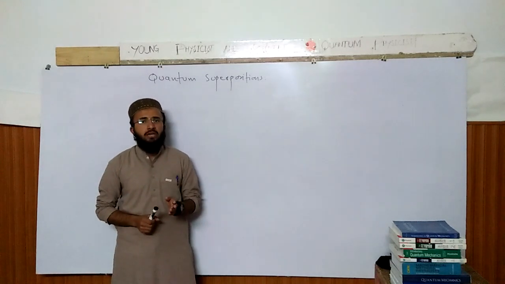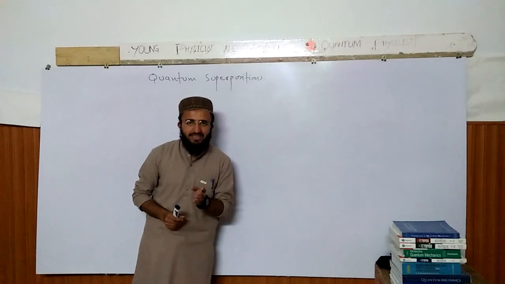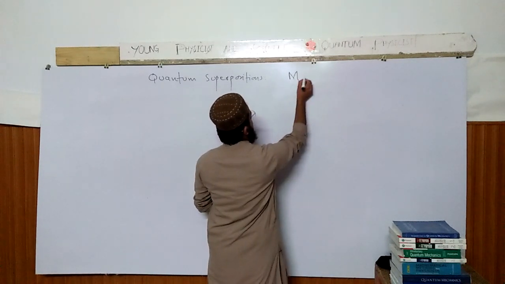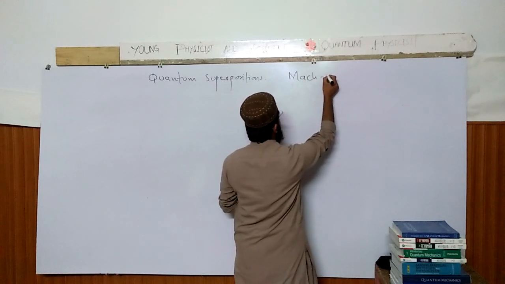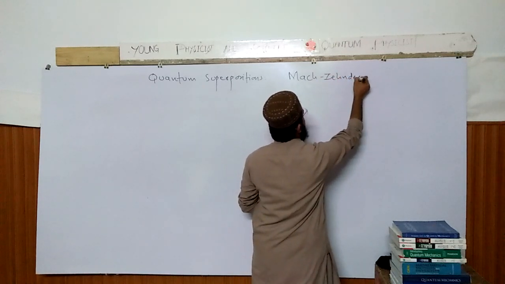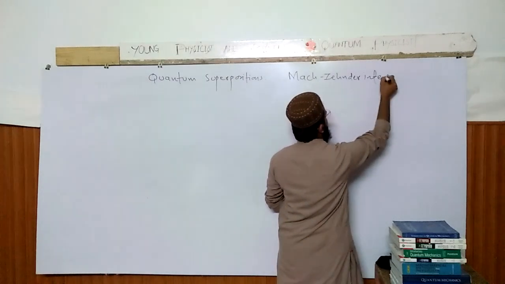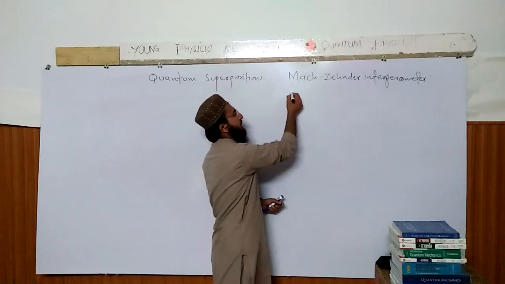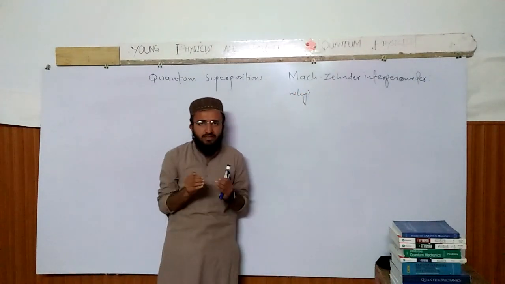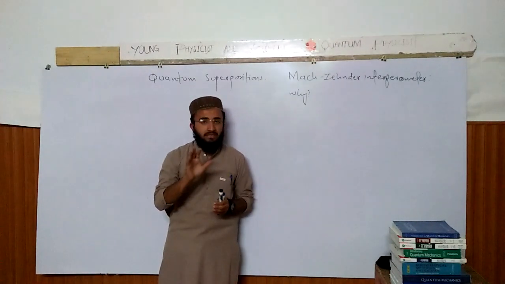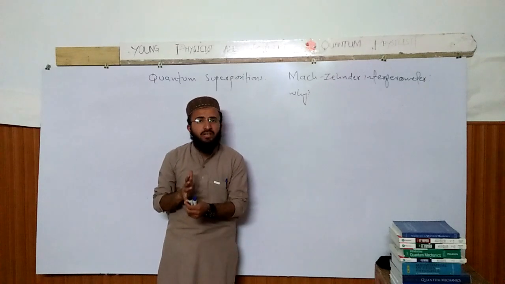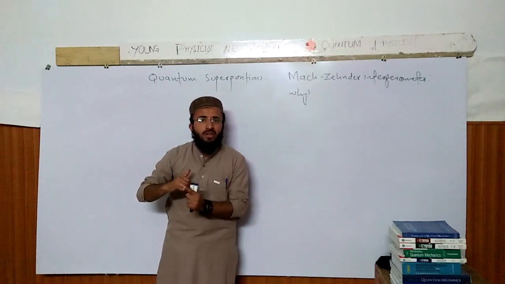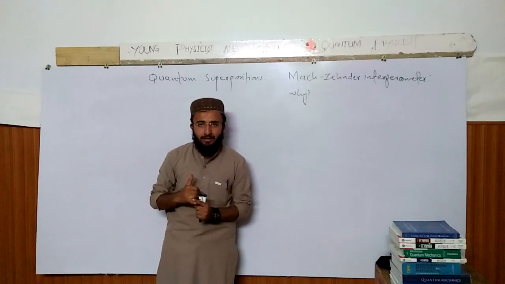One of the best approaches is with the help of a device, and that device is called the Mach-Zehnder interferometer. The question that should arise in your mind is why we want to introduce this concept. The very simple answer is in order to study the interference of two beams of light. But why do we study the interference of two beams of light? Because interference is actually the result of superposition.